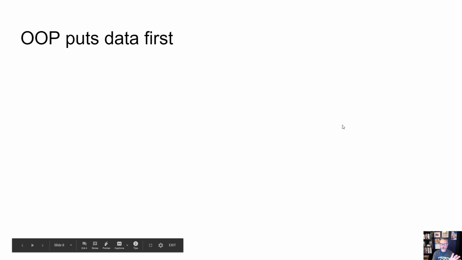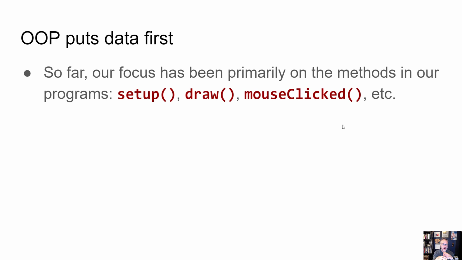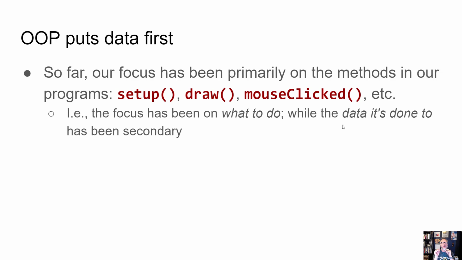All right, so let's start talking about how object-oriented programming puts data first. So far in our programming class here, our focus has been on the methods in our program: setup, draw, mouse clicked, and so on. So in other words, we've been focusing on what the program does. The data that it's done to, whatever it is, has been sort of a secondary or peripheral type of thing.